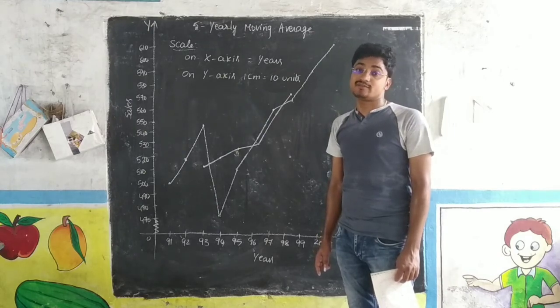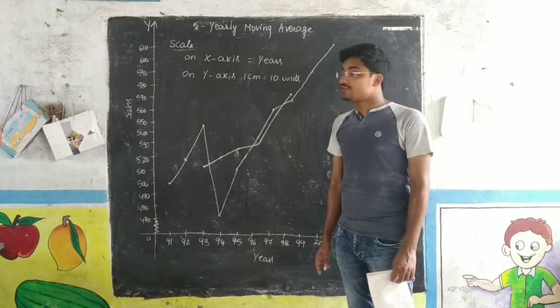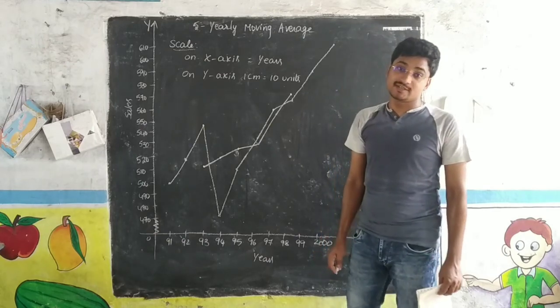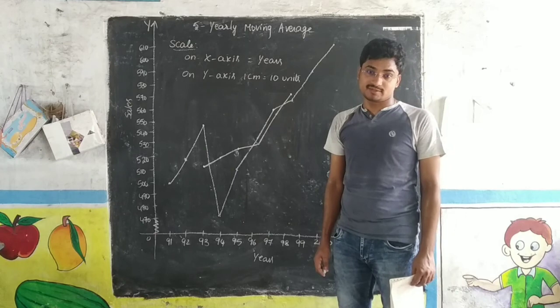The last two methods are very important. That is the method of moving average and the method of least squares. These two are essay questions.